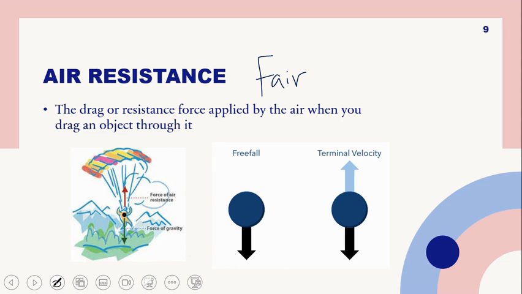Air resistance is also what allows us to use parachutes. See, parachutes, they trap air underneath their sails, and that air pushes back on the parachute by applying air resistance to it. This slows down the parachuter's fall and allows them to land safely.